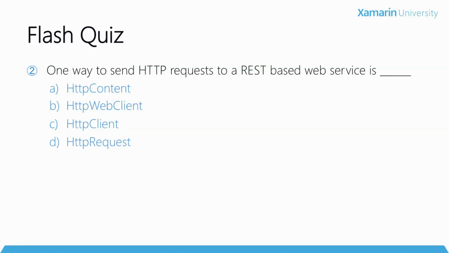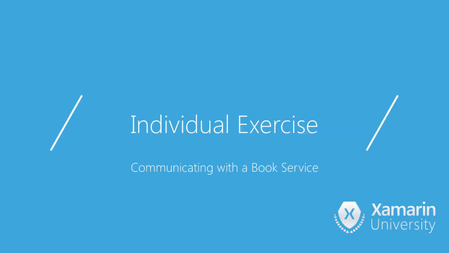Question 2. One way to send HTTP requests to a REST-based web service is A. HttpContent, B. HttpWebClient, C. HttpClient, or D. HttpRequest. So HttpClient is the class that we're going to be using to make all of our calls to our remote REST-based web service. Now let's work on individual exercise 2.